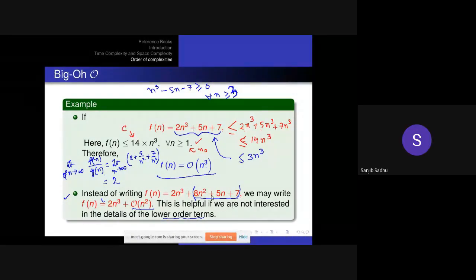So suppose you are not interested in writing all the details, like 8n square plus 5n plus 7 log n plus 8 something. Instead of writing that, we can write this. That is what I am saying.